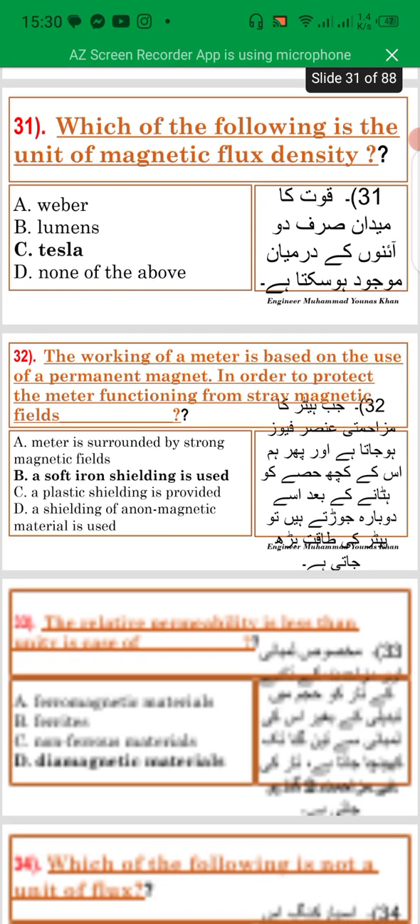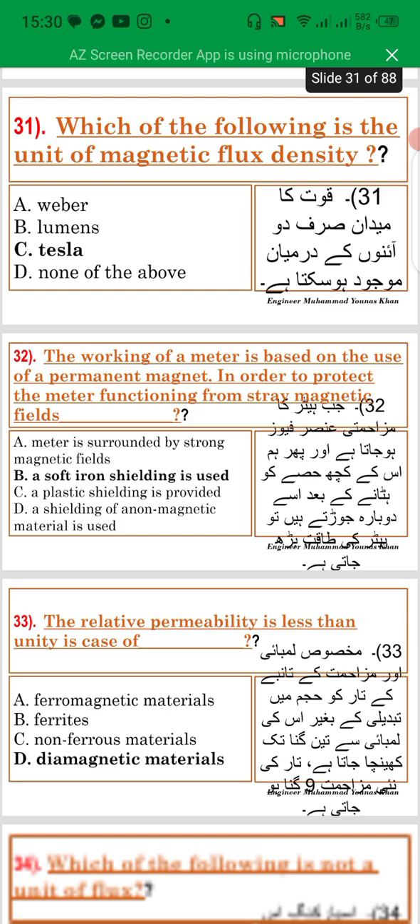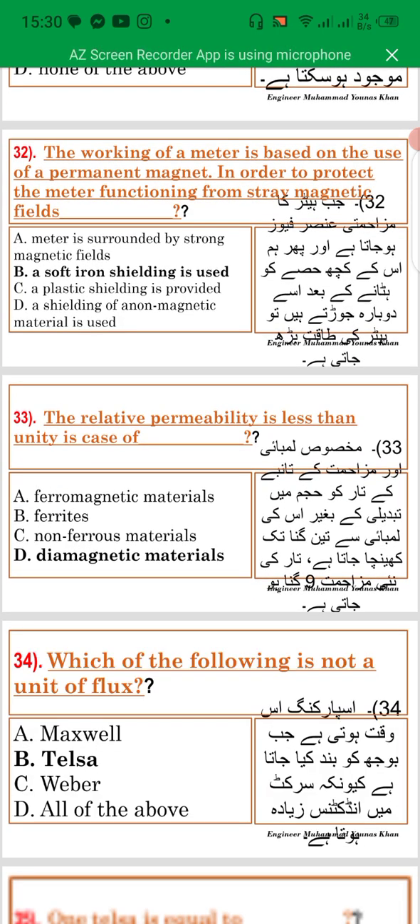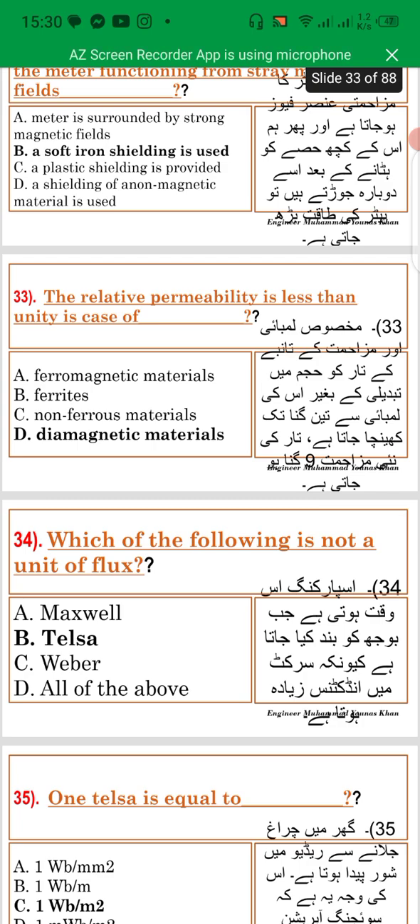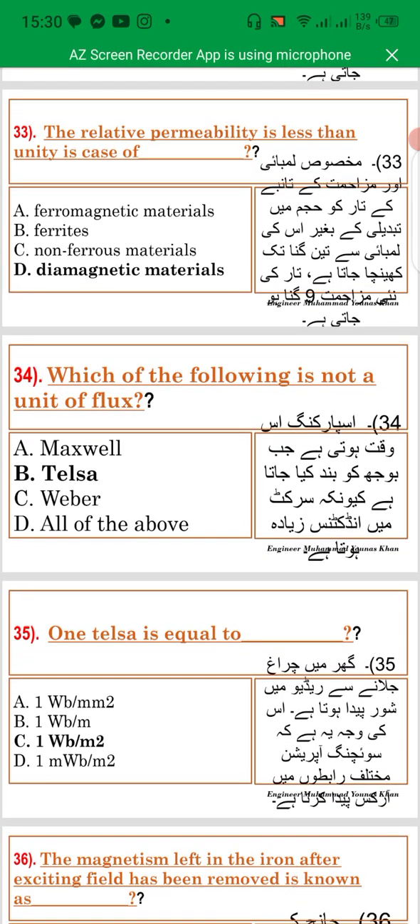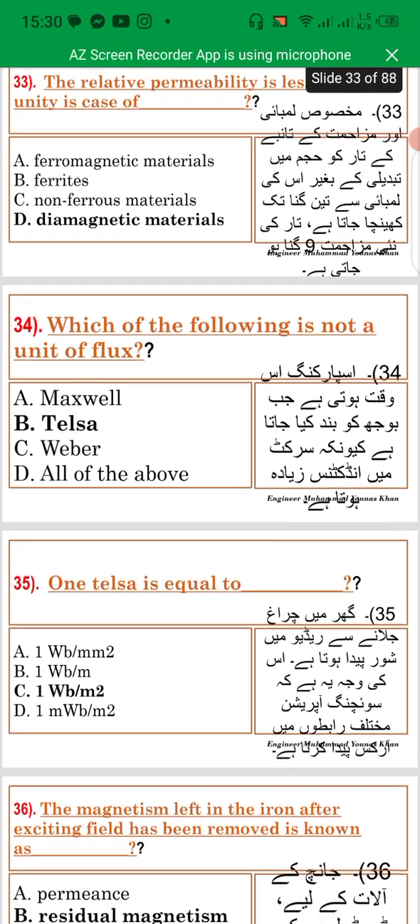Which of the following is the unit of magnetic flux density? Tesla. The working of a meter is based on the use of a permanent magnet. In order to protect the meter functioning from stray magnetic fields, a soft iron shielding is used. The relative permeability is less than unity in the case of diamagnetic material.